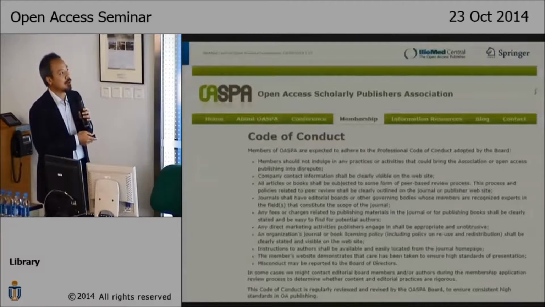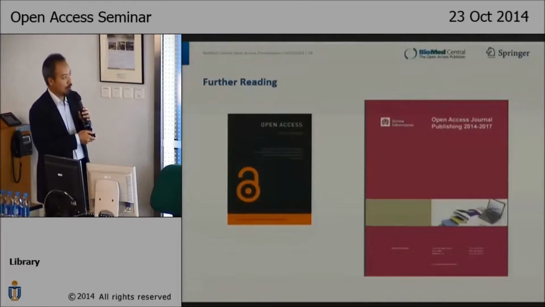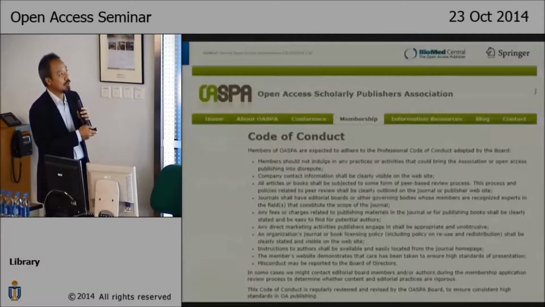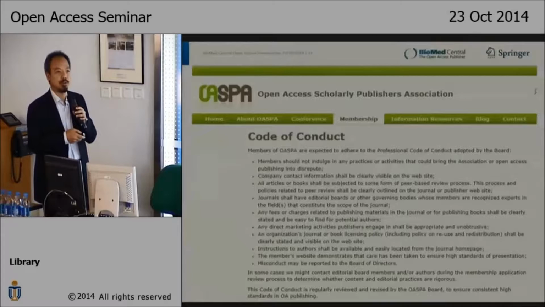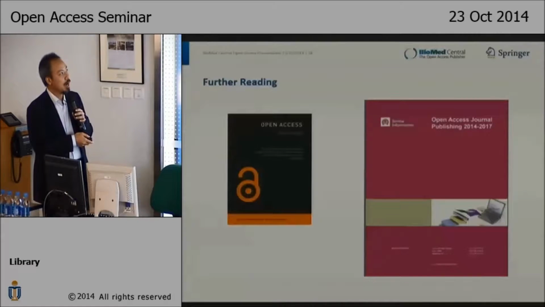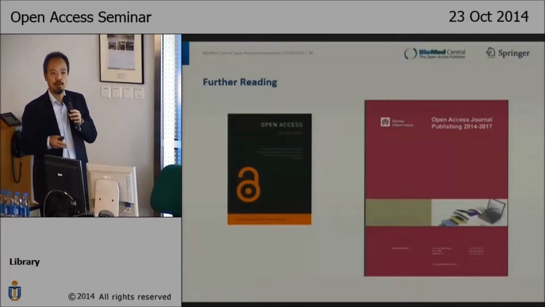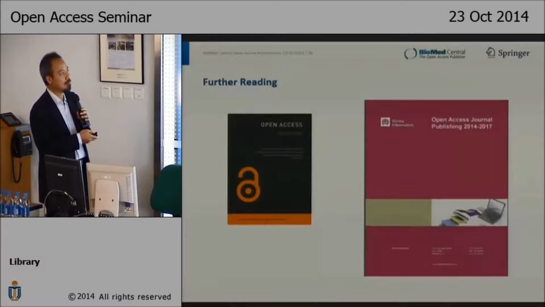There is another association called the Open Access Scholarly Publishers Association. If the publishers or journals are members of it, I think it will give you more confidence to submit a paper to them. If you would like to know more about open access, there are two reading materials I suggest for you. This is a book.